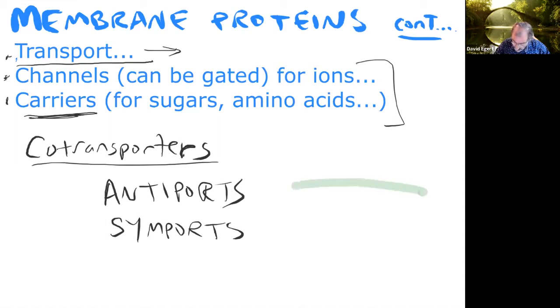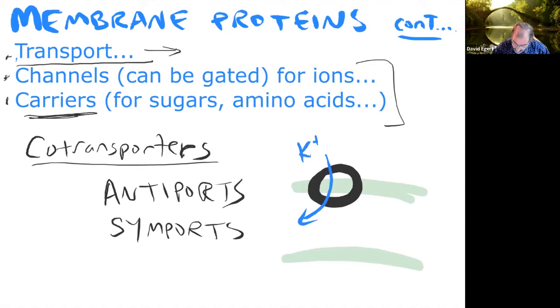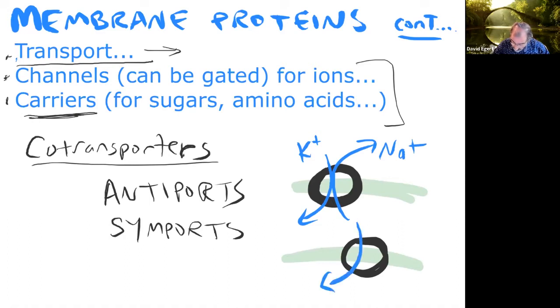So let's say here's my membrane. An antiport would be something that allows, for instance, potassium to come in, but only if sodium leaves at the same time. A symport would be something where they have to come in together, like glucose can come in, but only if sodium comes in at the exact same time.